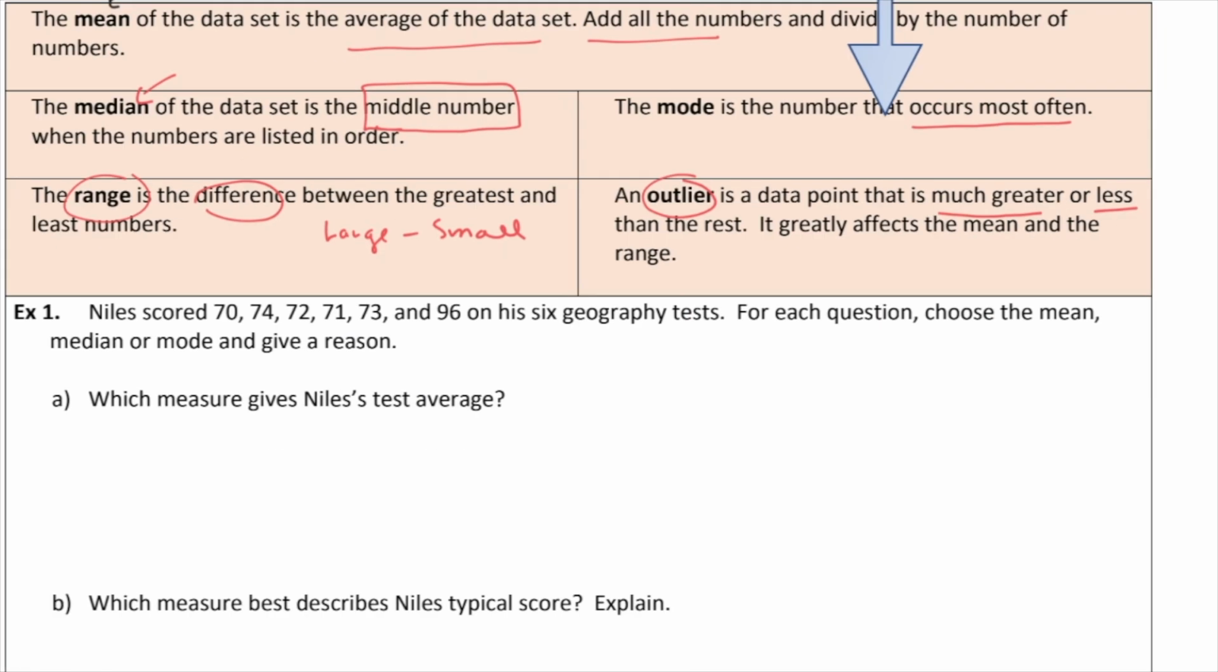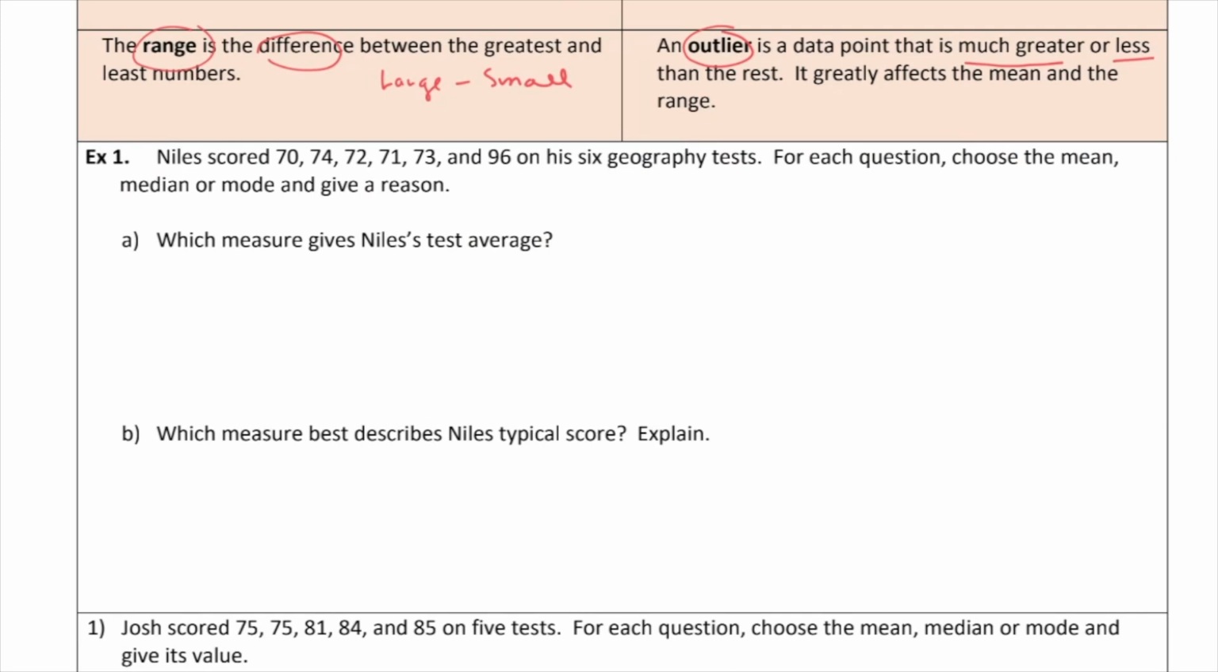So we're going to start out by looking at Niles, who has scored 70, 74, 72, 71, 73, and 96 on his 6 geography tests. So 96 is kind of out of the data range for the others. It's called an outlier. So write that on your paper, please. It is an outlier. For each question, we're going to choose the mean, median, or mode and give a reason for that choice. So which measure gives Niles' test average?